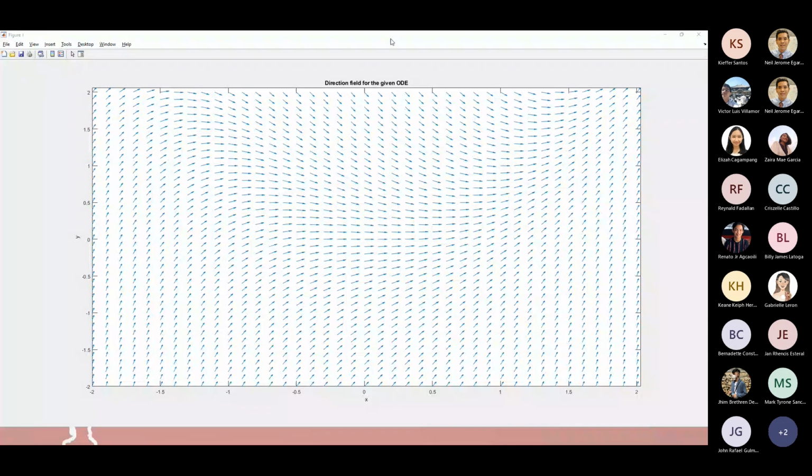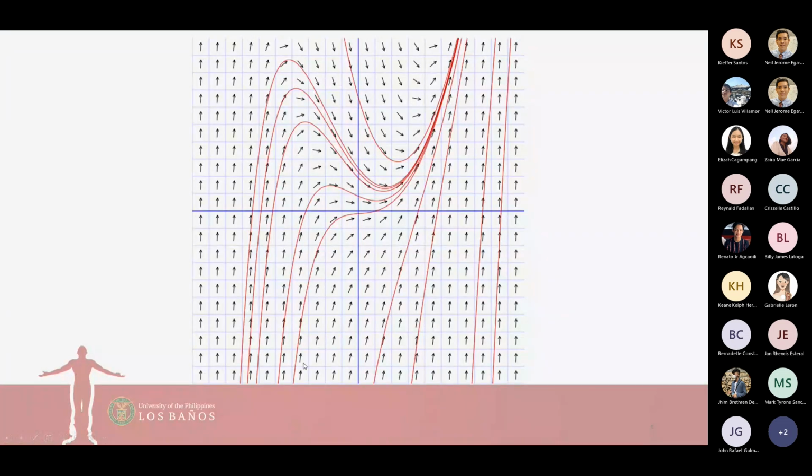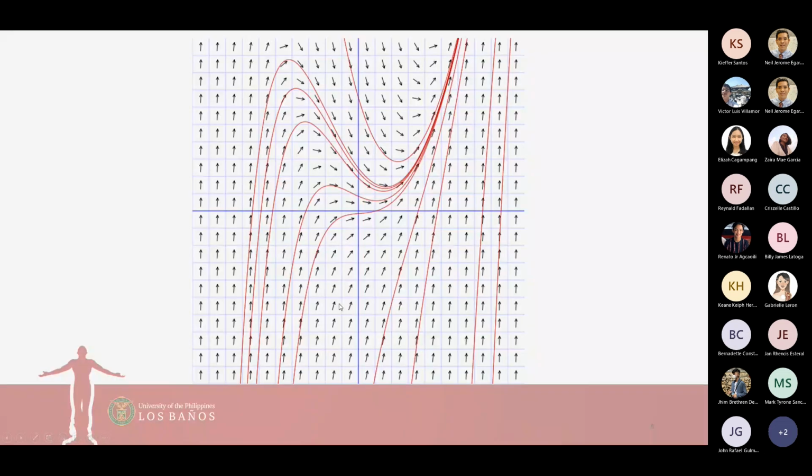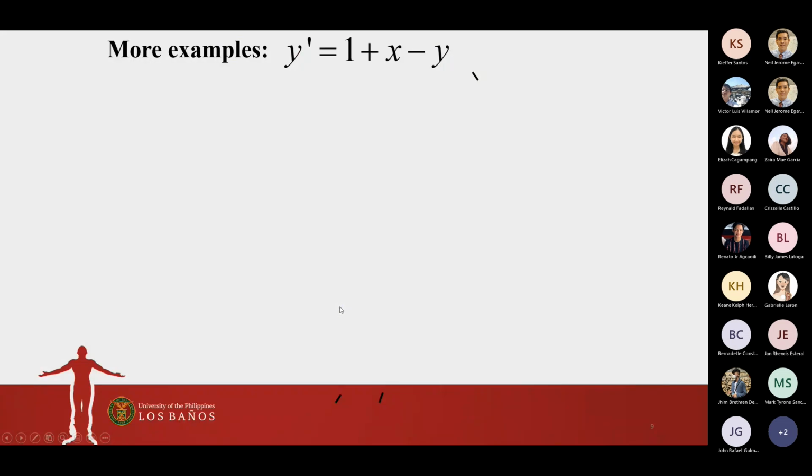Okay. So let's see another example. Let me go back to the PowerPoint. Right, more examples na. Pero parang delayed yung slides ko. Okay, there you go. Another example. So let's have y prime equals 1 plus x minus y.